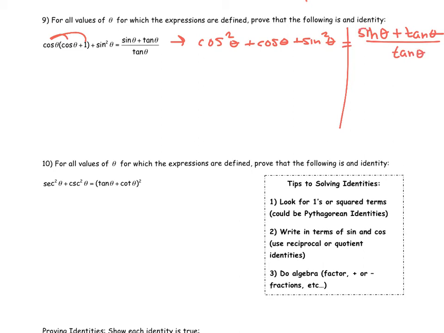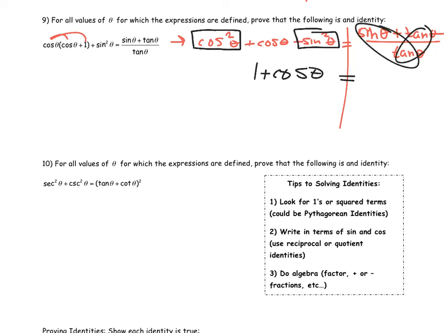Okay? All right, well, first thing that I already notice, what's cosine squared plus sine squared? 1. So I have 1 plus cos theta is equal to, all right, well, I'm going to break these up into my 2 fractions. I have sine theta over tan theta plus tan theta over tan theta.